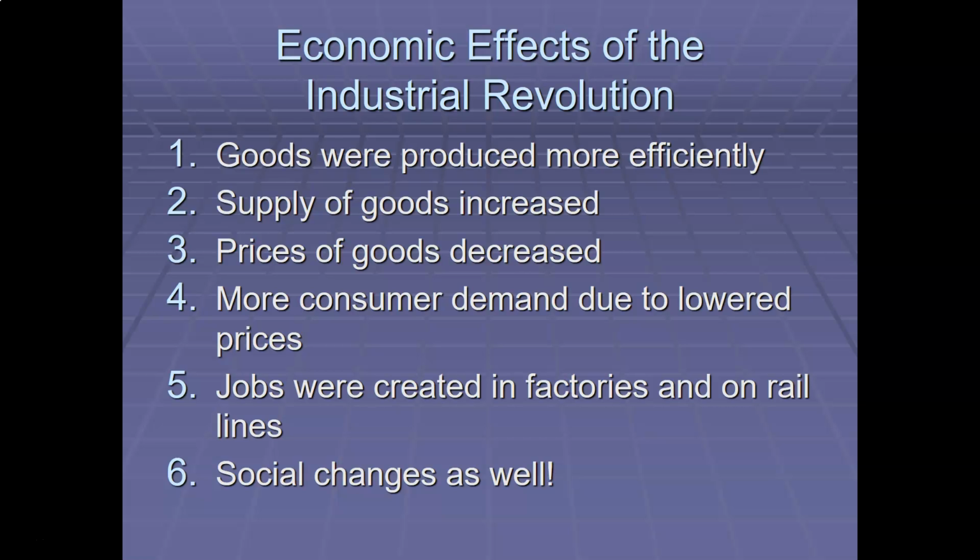And then number five, jobs are created in factories and on rail lines to help sustain this system, whether it's production or keeping the transportation network going so things can get to market. And then six, you have social changes. We're going to look at all these in more detail throughout the activities and so forth that we do in this unit. But you guys make sure you come back to this slide. It's very important.